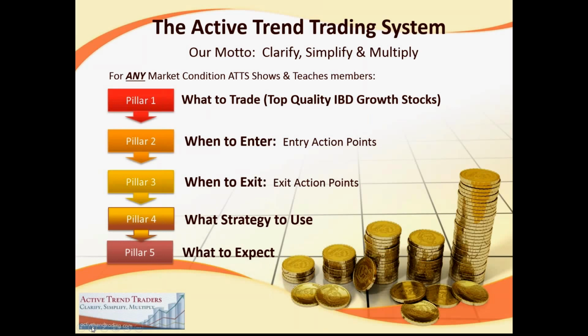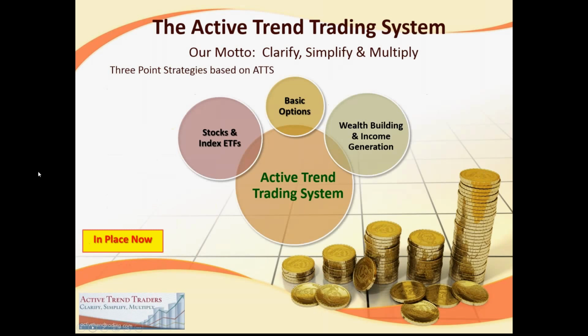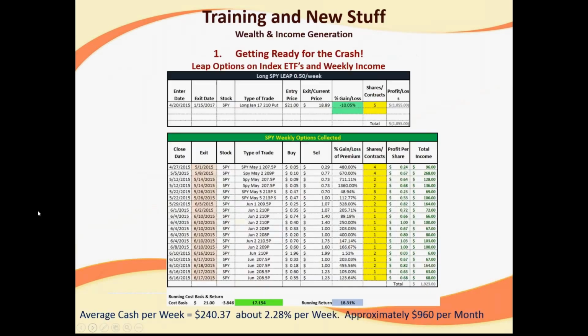So I want to remind everybody with the active trend trading system, our motto is to clarify, simplify, multiply. We help people understand what to trade. And we're based on 5 pillars: what to trade, top quality IBD stocks and index ETFs, and associated options that go with those. We define entry points, where to enter, where to exit, what strategies you use, and what to expect. Just this month, we have implemented the 3 different strategies to apply to the active trend trading system, and that is fully up and operational now.